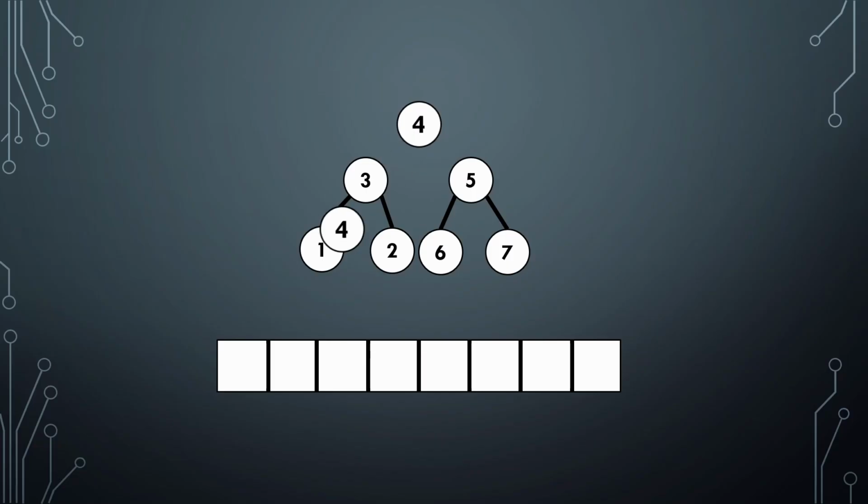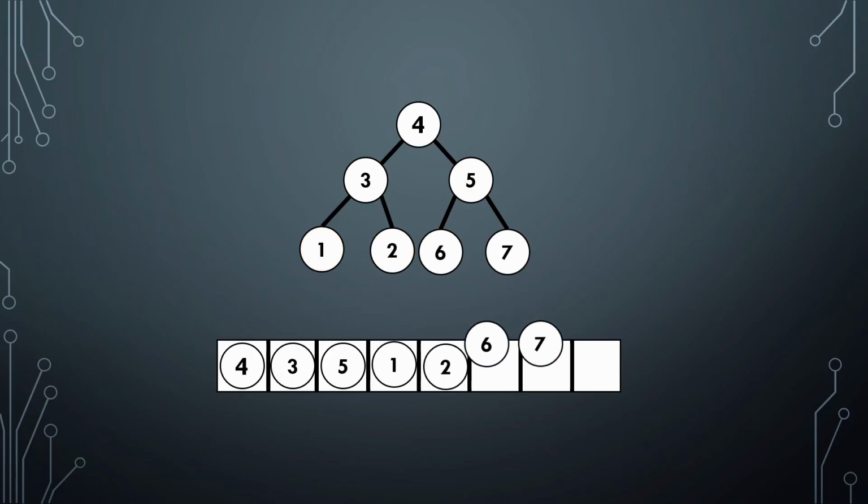We start with the root and we add it to the queue. Next, we add all the children of 4, which are 3 and 5, and we repeat the process. The children of 3 are 1 and 2, then the children of 5 are 6 and 7. Now 1, 2, 6 and 7 are leaf nodes, so they don't have children. So we can stop here and the queue represents the traversal order of our tree.